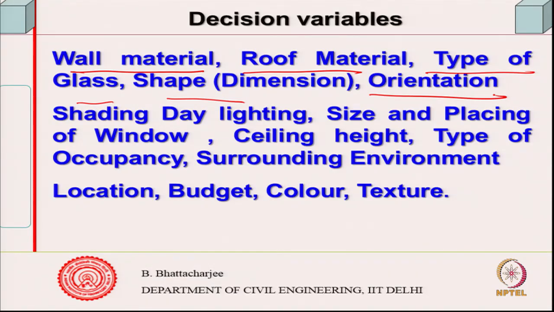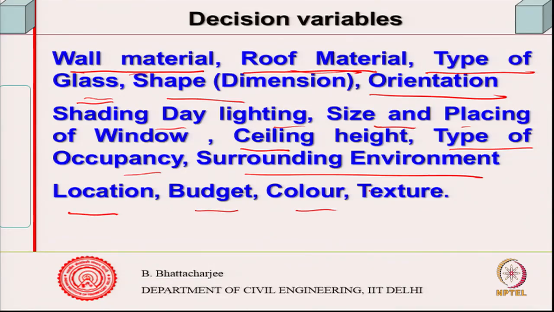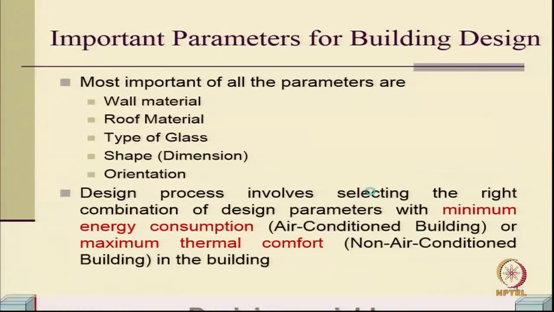This is what I was discussing in the last class, and then the combination of the materials in the construction of roof, in the wall, and type of glass, etc. Shading, daylighting, size and placing of window. These are all variables. Ceiling height, type of occupancy, surrounding environment, etc. And obviously, location, budget, color, texture of the exposed surfaces, these are other decision variables. So, important parameters of course for building designs are, out of all this, wall material, roof material, types of glass, shapes and orientation.